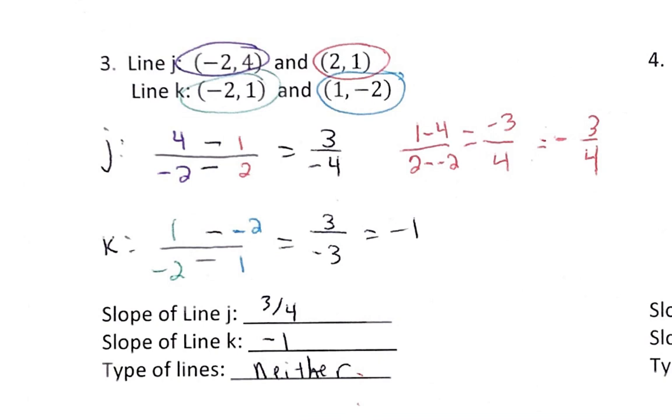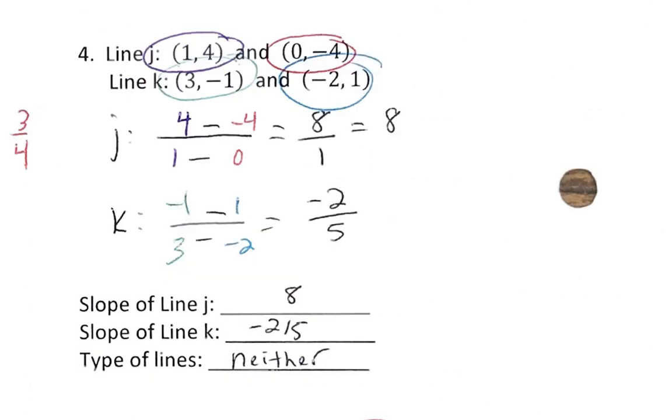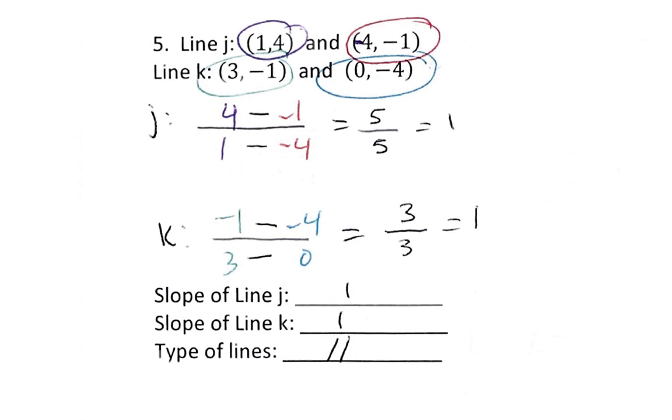Number 3 here, we've got J's slope to be -3/4. K's slope is -1, right? Remember, 3 divided by -3 is -1. And if you look at these, we end up with neither. They're not the same, they're not opposite reciprocals, so we should have said that these lines would be neither. Looking at number 4, we should have that J has a slope of 8 over 1 or +8. K had a slope of -2/5, which these are neither. Okay, they're not the same, they're not opposite reciprocals.